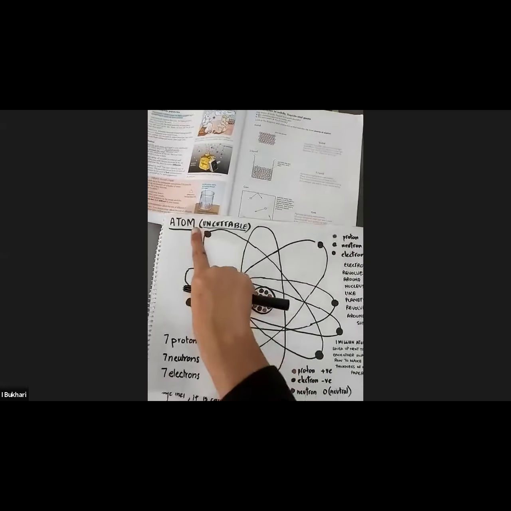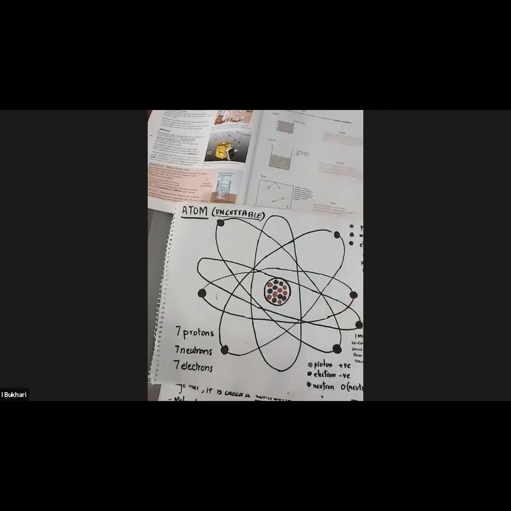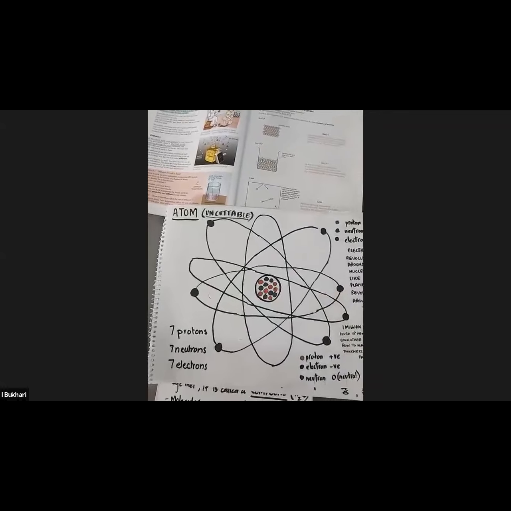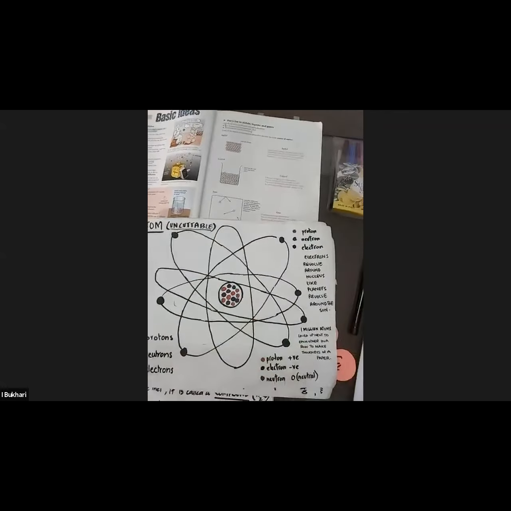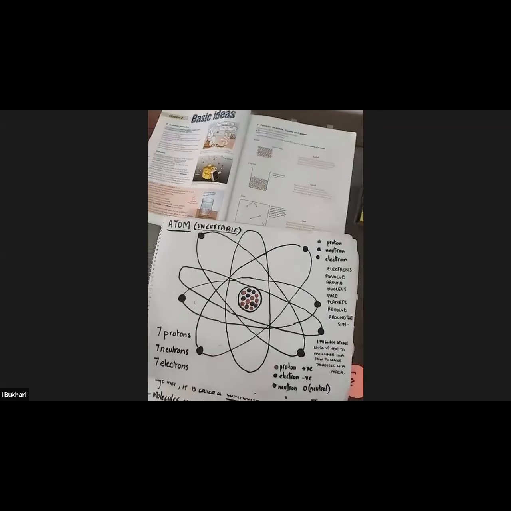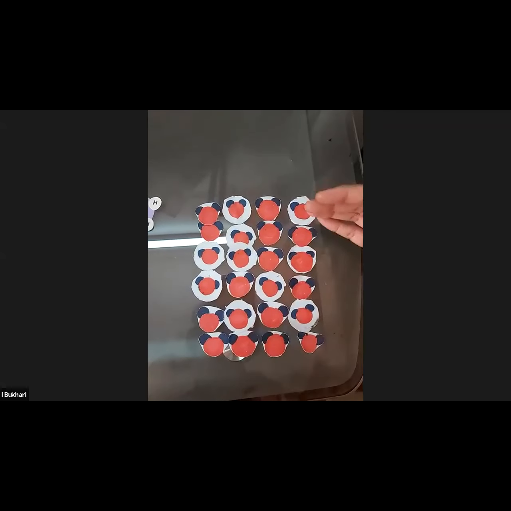Why do we call it uncuttable? First I will talk a little about why it is called uncuttable, and whether it is actually uncuttable or not. Now, if you look at any substance, for example, this is water. I have made these water molecules. Molecule means the smallest particle that has the same properties as the whole substance, which in my case is water.